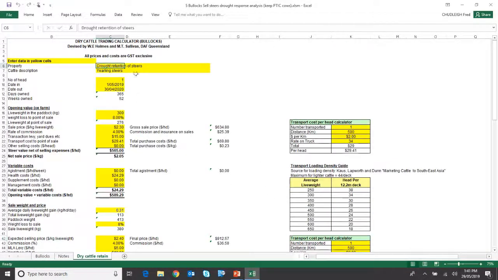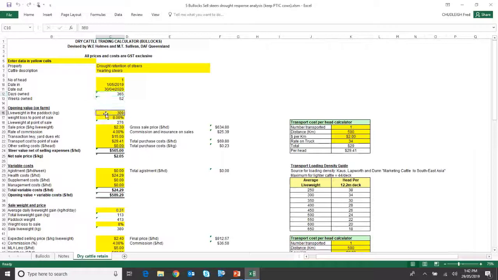So this is for drought retention of steers, and they're our yearling steers. We're just going to calculate it for one animal. We don't have to do the number. It's just because we're doing gross margin per AU after interest, we can do it on one head. The date in and the date out is exactly the same 12-month period as for our cows, so we're assessing them over the same period of time, which is important.